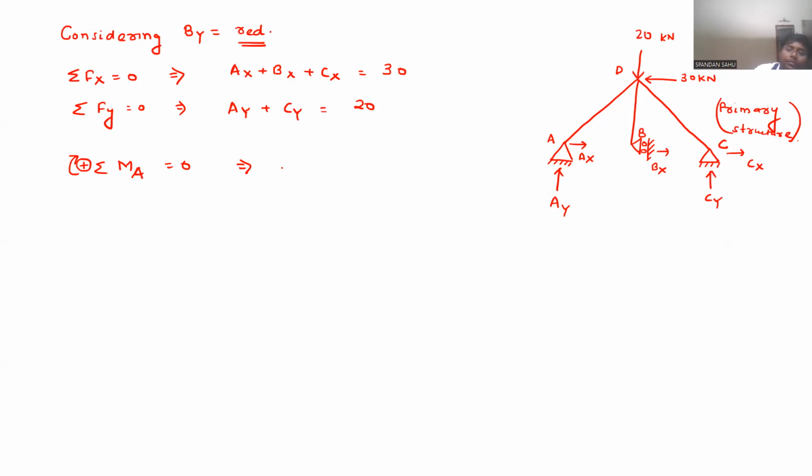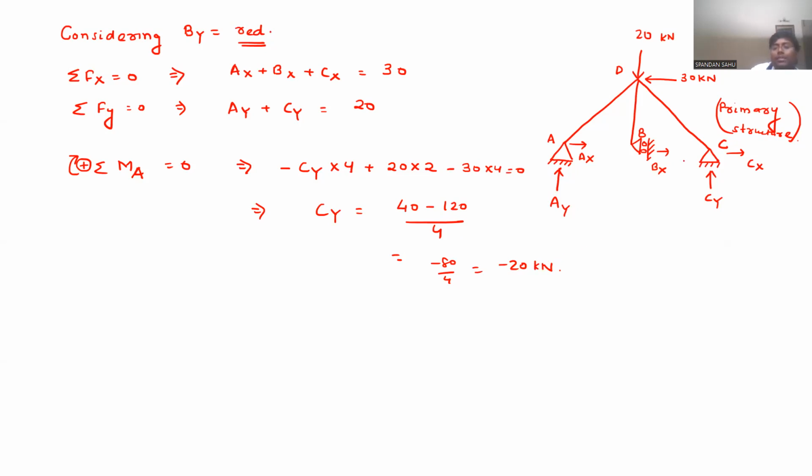Minus Cy into 4, plus 20 into 2, then 30 will be minus 30 into 4. So you will get Cy as minus, you will get 240 minus 120 by 4. So minus 80 by 4, minus 20 kilonewton.